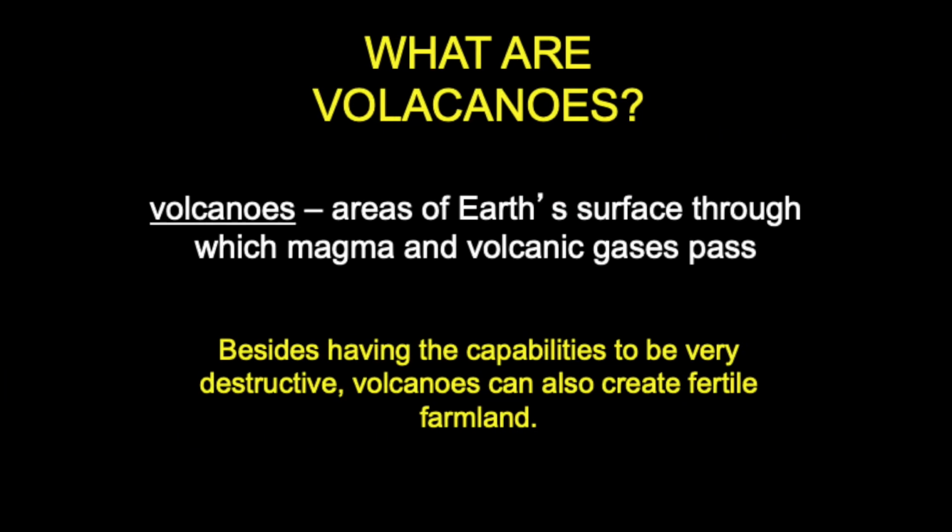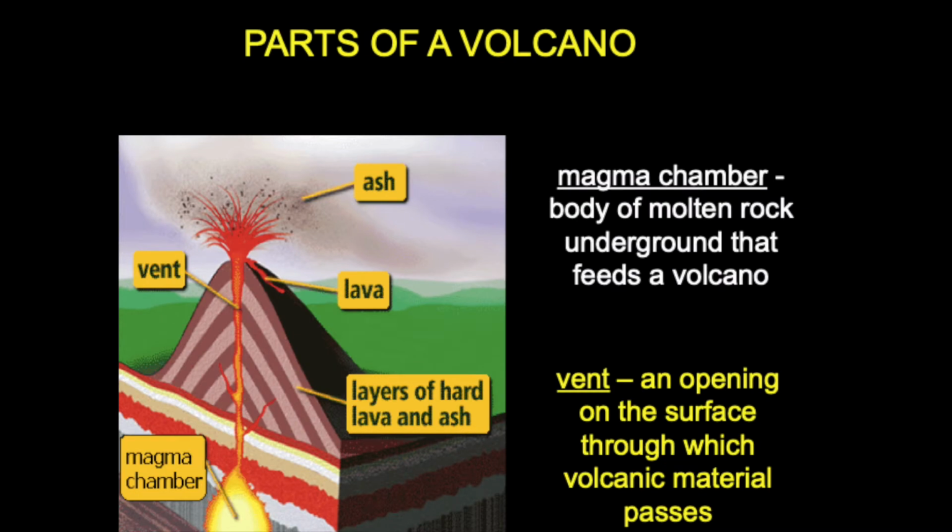So what are volcanoes? Volcanoes are areas of Earth's surface through which magma and volcanic gases pass, and besides having the capabilities to be very destructive, volcanoes can also create very fertile farmland. Let's take a look at a volcano.